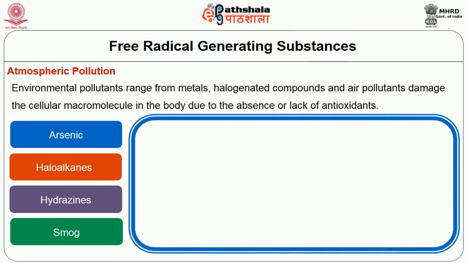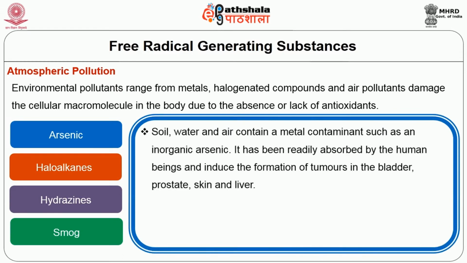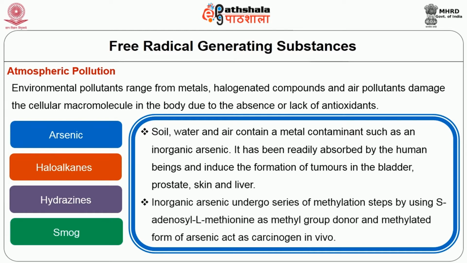Coming to the arsenic point of view, the soil, water and air contain a metal contaminant such as inorganic arsenic. It is readily absorbed by human beings and induces the formation of tumors in the bladder, prostate, skin and liver. Inorganic arsenic undergoes a series of methylation steps using S-adenosyl L-methionine as a methyl group donor, and the methylated form of arsenic acts as a carcinogen in vivo.